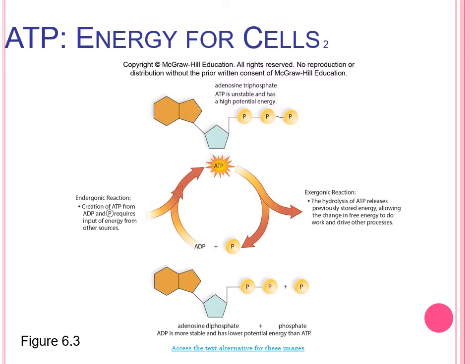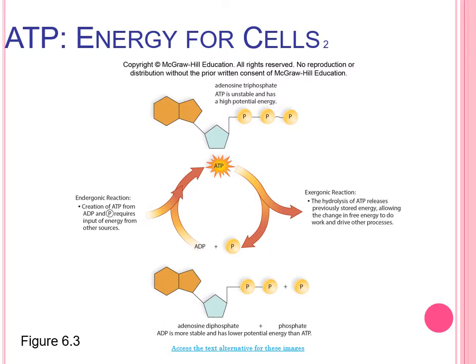And so we break the bonds. Now we have ADP, adenosine diphosphate. Remember, di means two. And so we have a free-floating phosphate, or an inorganic phosphate, and then we have this ADP. It has less stored energy because we've broken this bond and released some of the energy.